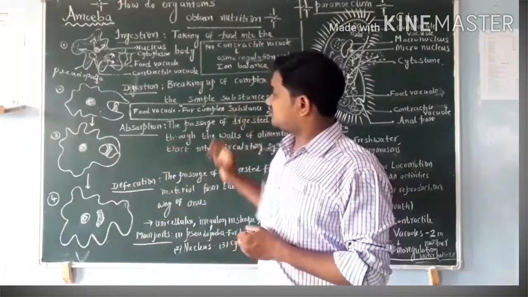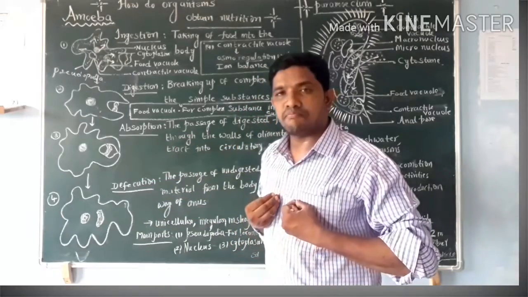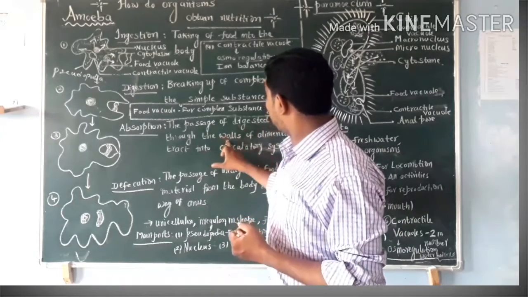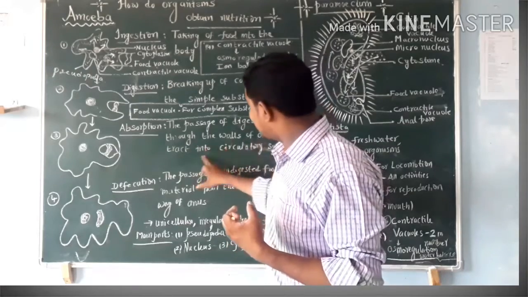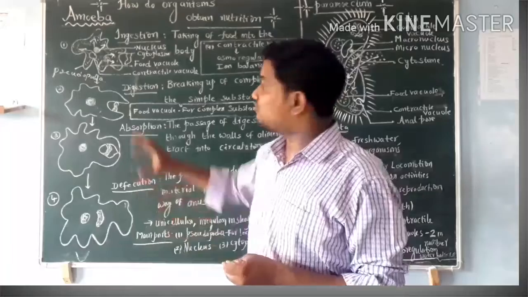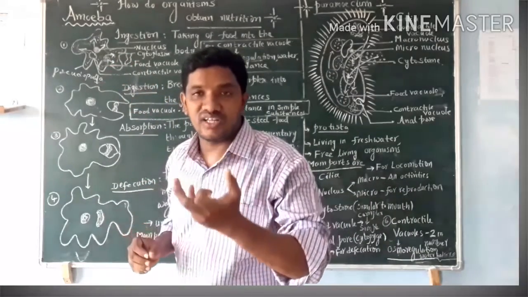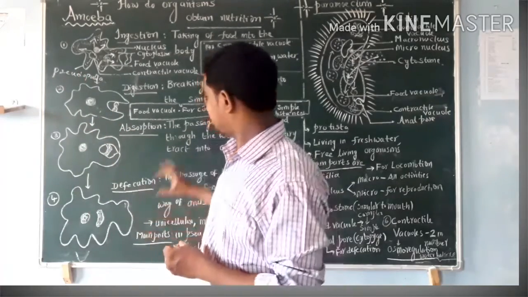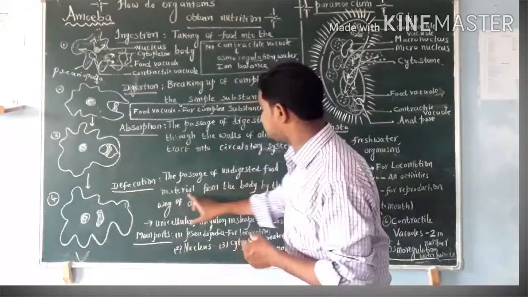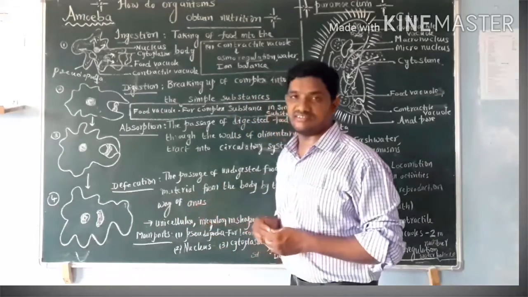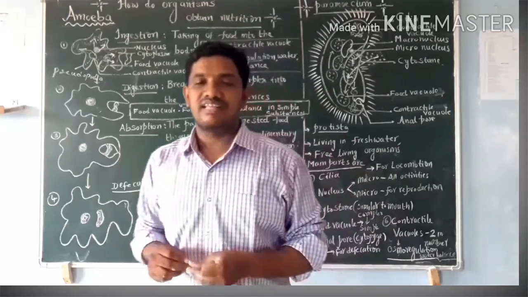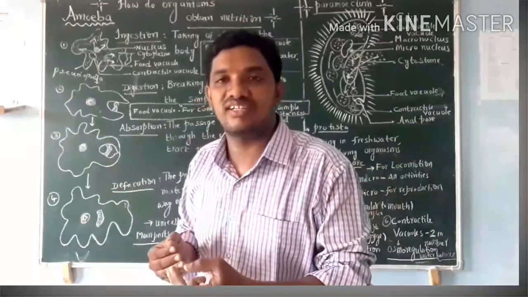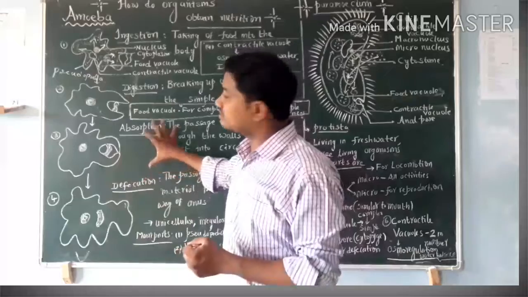After completion of digestion, the food materials move from the walls of the alimentary canal into the circulatory system. Here the food materials enter the cytoplasm in amoeba. Okay, next one, defecation. The passage of indigestible food material from the body by way of the anus. The undigested material is thrown outside on the surface of the amoeba. This is about the amoeba.